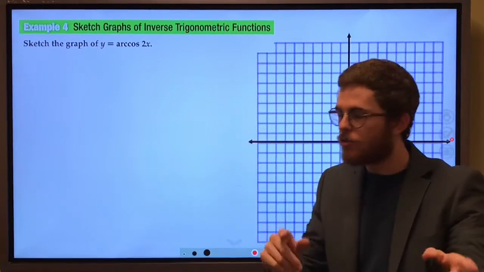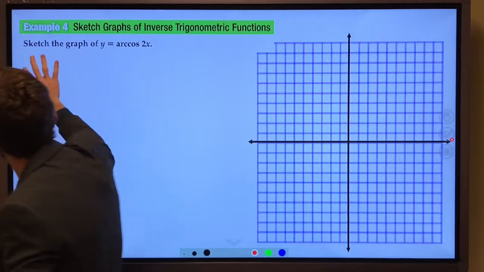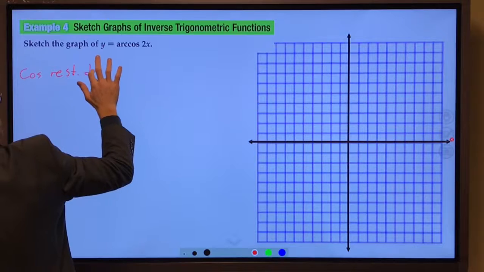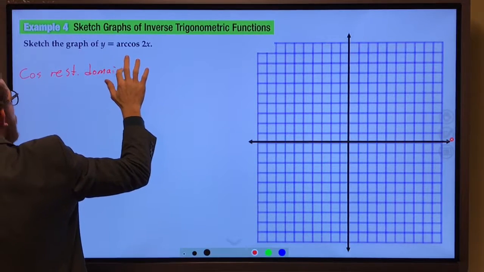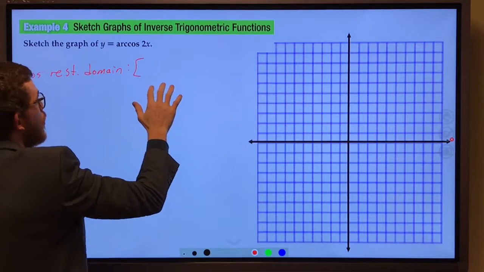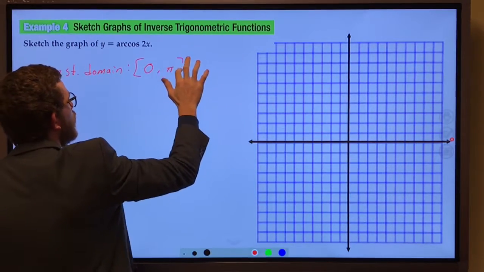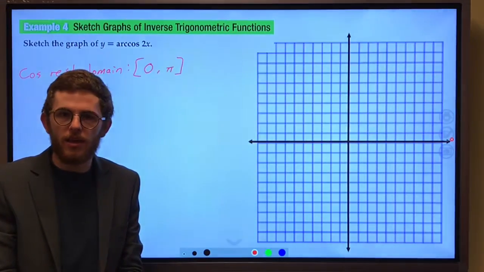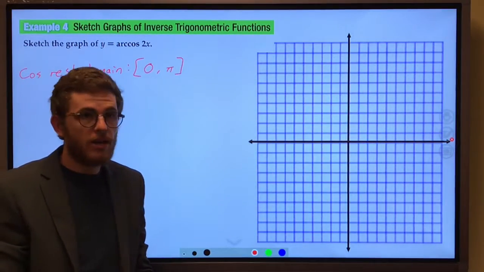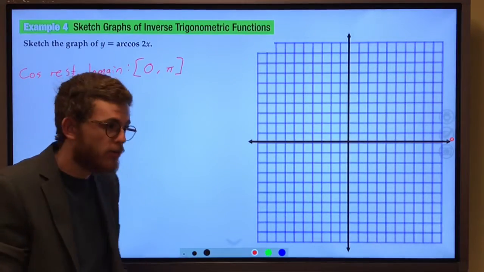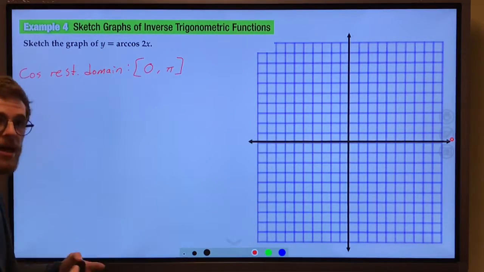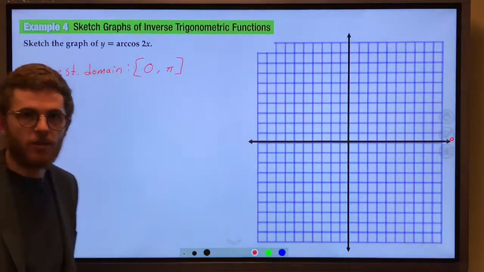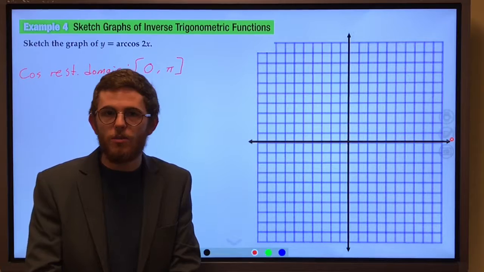So remember the restricted domain for cosine was 0 to pi. Remember, the restricted domain for sine would be negative pi over 2 to pi over 2. Same thing for tangent, negative pi over 2 to pi over 2. So the domain of cosine is the range of inverse cosine. Remember what an inverse is? It's switching the domain and range.